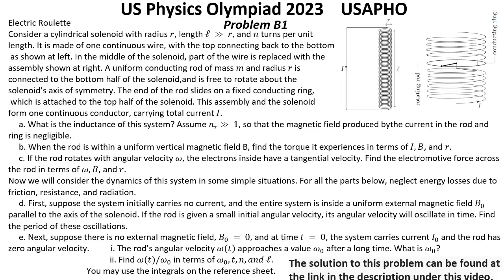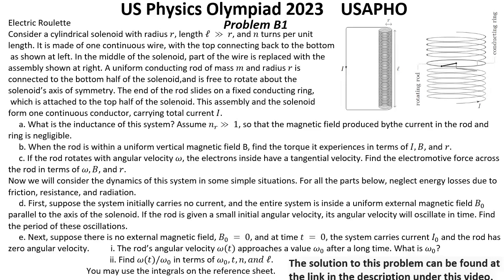Now we will consider the dynamics of this system in some simple situations. For all the parts below, neglect energy losses due to friction, resistance and radiation. Part D. First, suppose the system initially carries no current and the entire system is inside a uniform external magnetic field B0 parallel to the axis of the solenoid. If the rod is given a small initial angular velocity, its angular velocity will oscillate in time. Find the period of these oscillations.